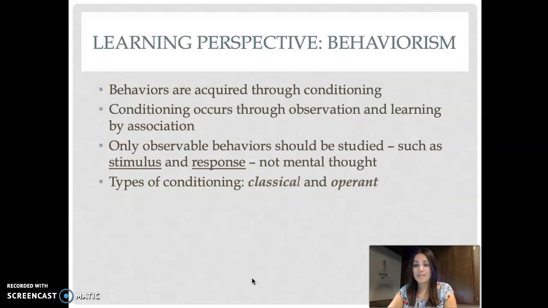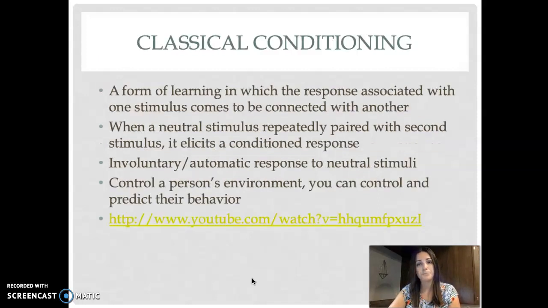We have behaviorism. That is under the umbrella of the learning perspective, and that states that behaviors are acquired through conditioning, and conditioning occurs through observation and learning through association. And only observable behaviors should be studied. So behaviorism is really focused on things like stimulus and response. And these types of conditioning are referred to as classical and operant.